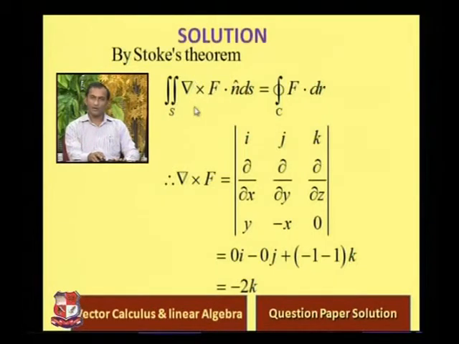One by one find all expressions. First find nabla cross f. So we know that the cross product is the determinant of i, j, k; del by del x, del by del y, del by del z; and the field is y i, so y here, minus x, and the k coefficient is 0, so it's 0.